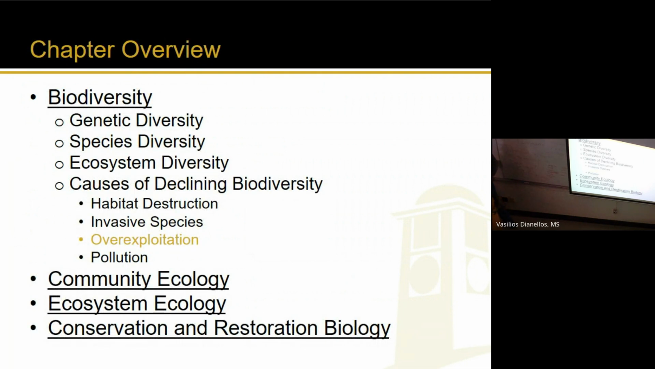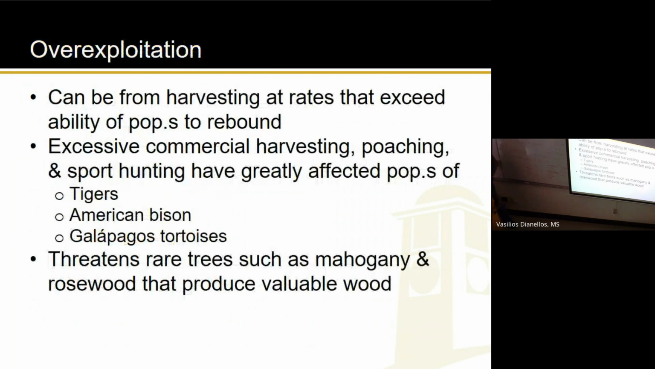Finally, the other one, this one's also very simple, over-exploitation. This can be from harvesting at rates that exceed the ability of populations to rebound. So this we've already talked about too. When we talked about the North Atlantic cod industry in the last chapter about how they messed up their numbers, and because of that, they overexploited, right? They caught too many fish, and then they couldn't rebound because of it, so the whole population crashed. That's what overexploitation is. It comes from excessive commercial harvesting, poaching, sport hunting, things like that.